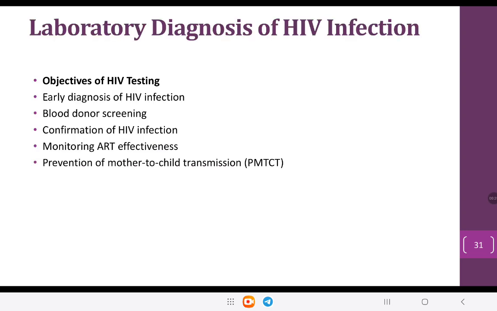The main objectives of the HIV testing are early diagnosis of HIV and blood donor screening. It is very important in blood banks to screen every healthy donor for HIV. Confirmation of the HIV infection, start ART after confirming the infection, and monitoring or follow-up of ART effectiveness on the viral load. Prevention of mother-to-child transmission by screening pregnant women.